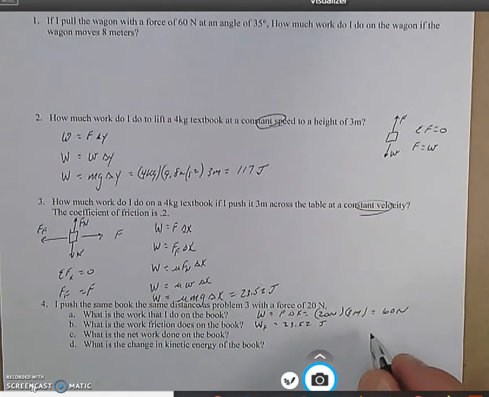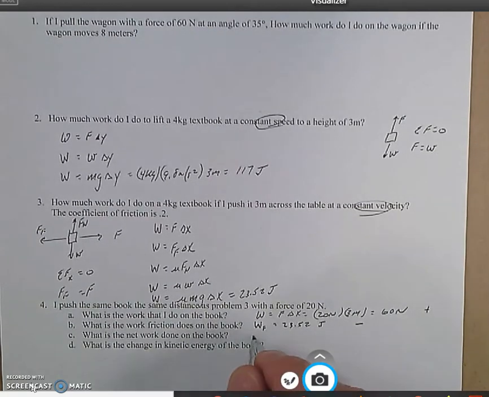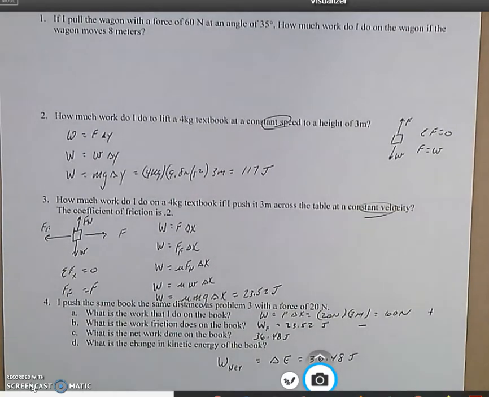Now, what's the net work? The net work is the subtraction of 60 minus 23.52. This is positive work. This is negative work. What's the net work? It's the difference between those two things, or 36.48 joules. And since our whole basis of our lesson today is that the net work is equal to the change in energy, then part D is also 36.48 joules.